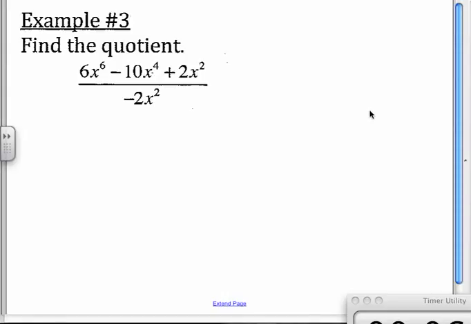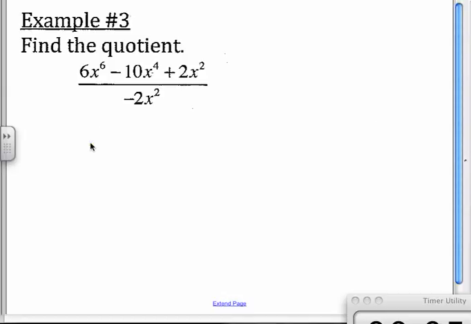Okay, guys, example number 3 says find the quotient. Now I want you to think about this. If I have fractions that have the same denominator, a common denominator, I can just put them together into one fraction, right? Now you can see I've got a trinomial over a monomial. Do you see that this is really 3 fractions, all with the same denominator? They just combined it into one. So if I want to find the quotient, I'm actually going to separate these things into 3 separate fractions.